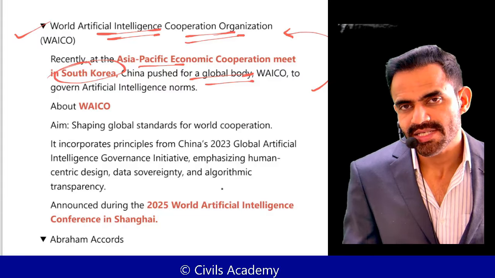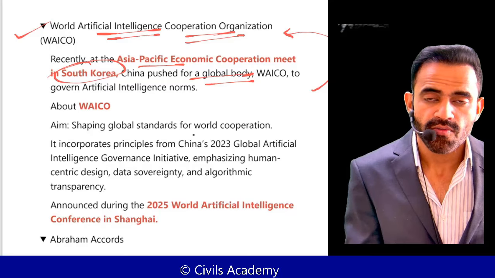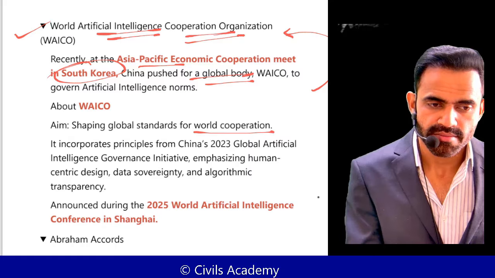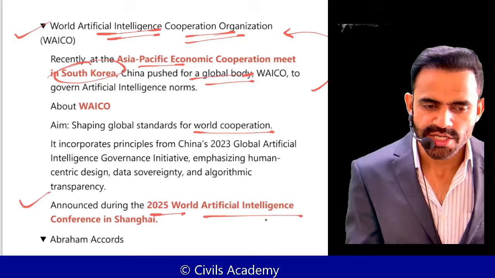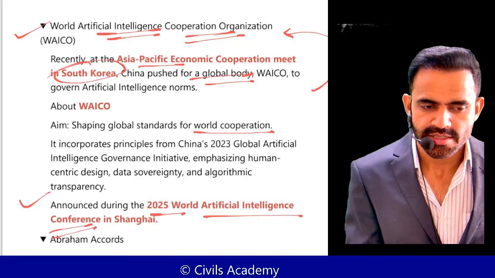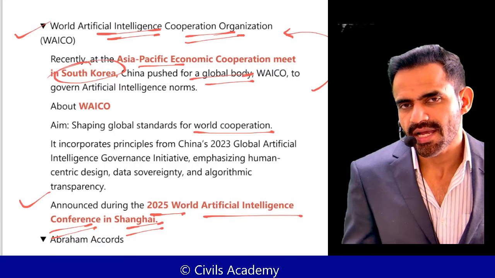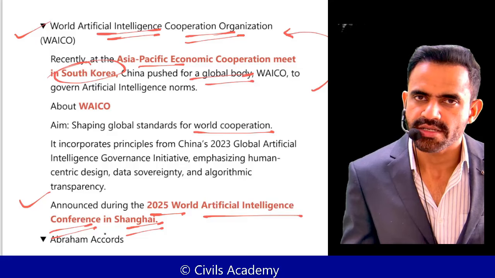So in a very simple sense, it is a brainchild of China. Okay. For what? For the global cooperation on what sector? On the use of artificial intelligence. It was announced during the 2025 World Intelligence Conference, which was organized in Shanghai. Again, how can the examiner set a trap, that it was proposed by India or maybe by USA. No, just understand this thing.